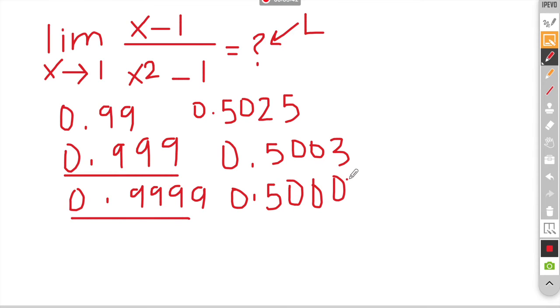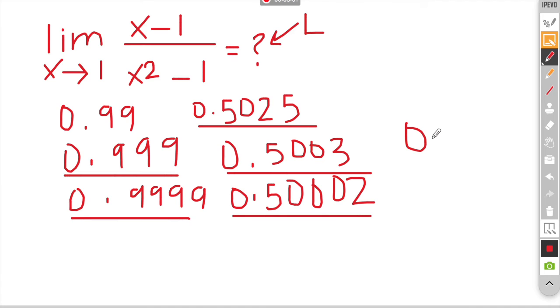As you notice, the closer you are to 1, you're eventually approaching some type of value, and that value is 0.5. So that means as x goes to 1, this function f of x, whatever the function is, is approaching an L value of 0.5. Now all these are from the left side, which means you're going from the left. So you're doing 0.99, 0.999, 0.9999.